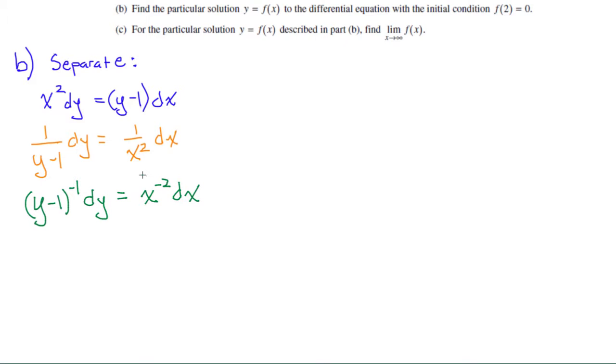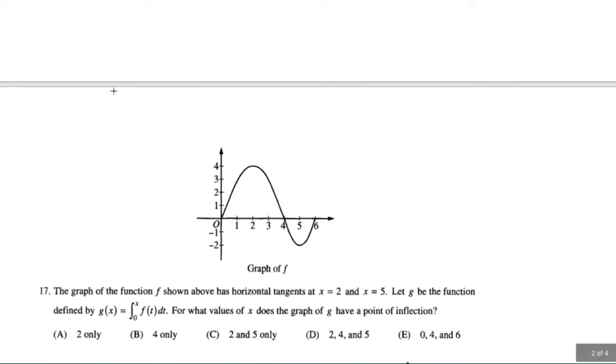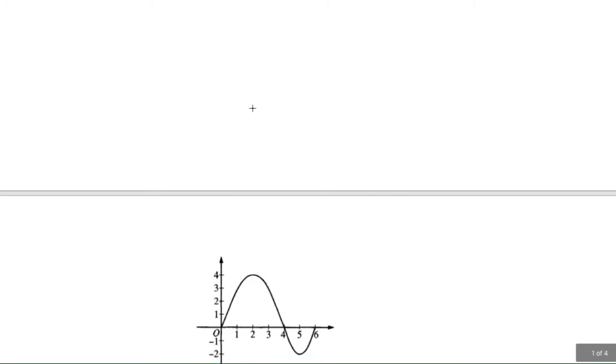That's technically not a step in separate, but I'm going to do that in preparation for step number 2, which is to integrate. So I'm now on to integrate. And just a heads up, when I'm doing part C, I need one line to do part C. It's not going to be much, so just remember to leave about that much room for part C.